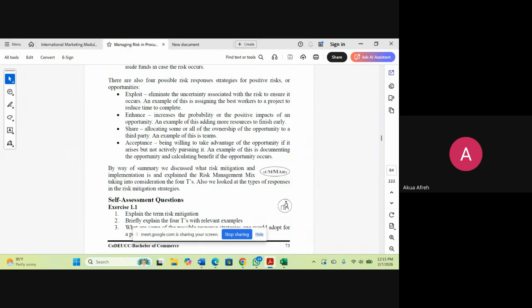Then acceptance. Again, just as we have in the other one, we have acceptance here. We are willing to take advantage if it occurs, but not actively pursuing it. So if the thing happens, that is fine. But it's not something that we think is a do or die affair. So if it doesn't happen, that is fine. If it happens, we just take advantage of that particular thing.